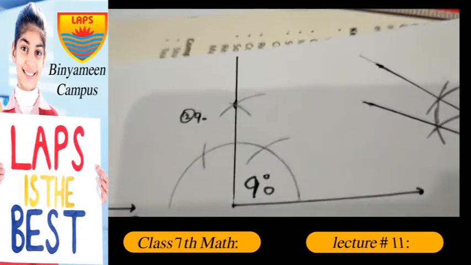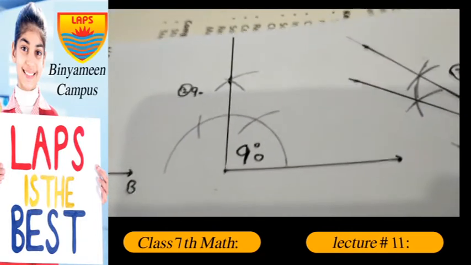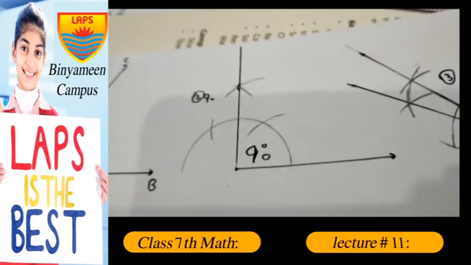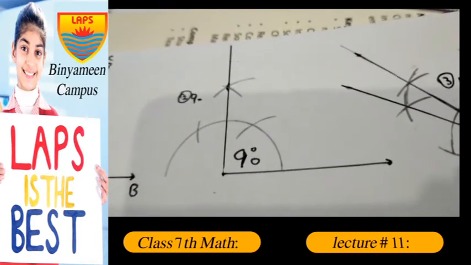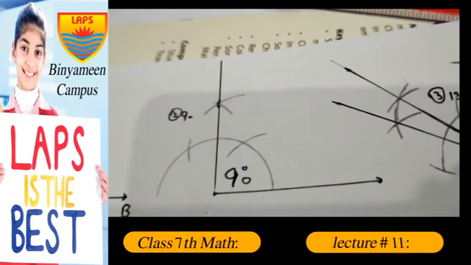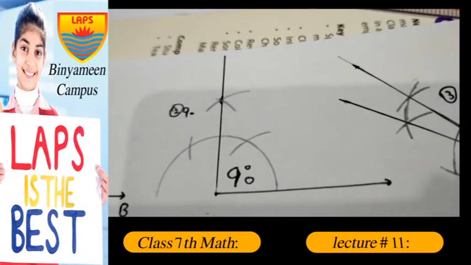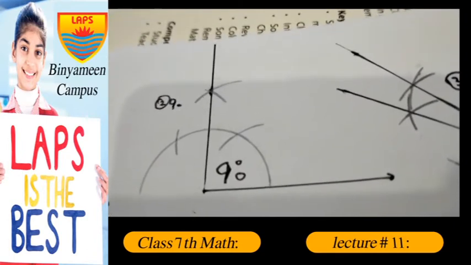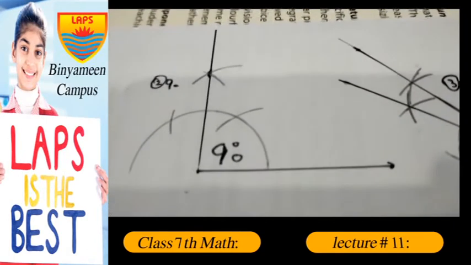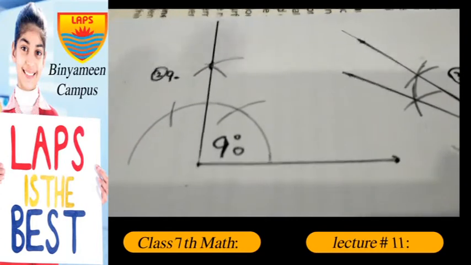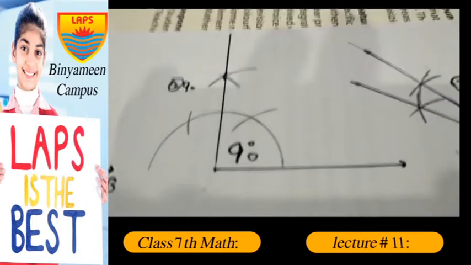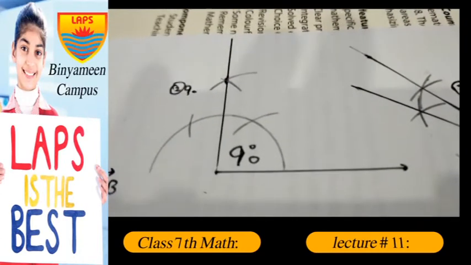Question number 6. Draw a right angle with the help of protractor. Bisect the angle of 45°. Okay, you draw the angle like 90 degree but with the help of the protractor. Okay, how to bisect?